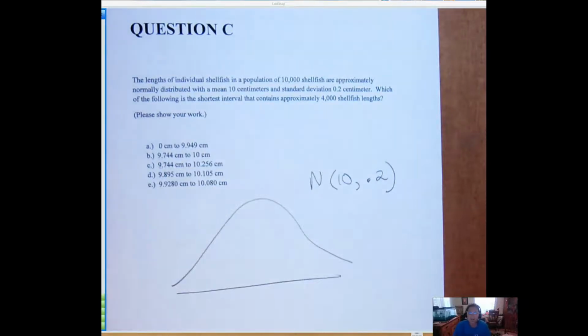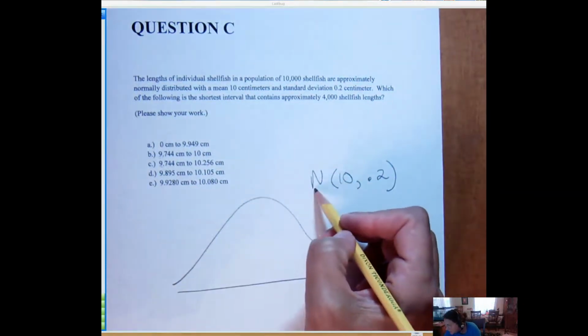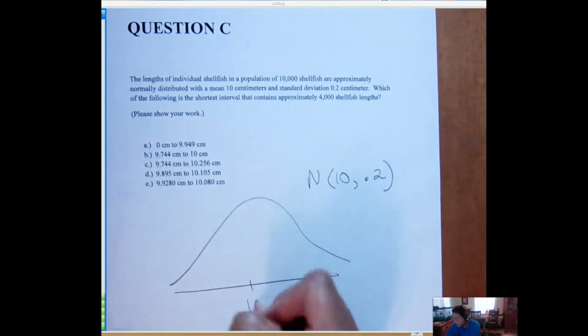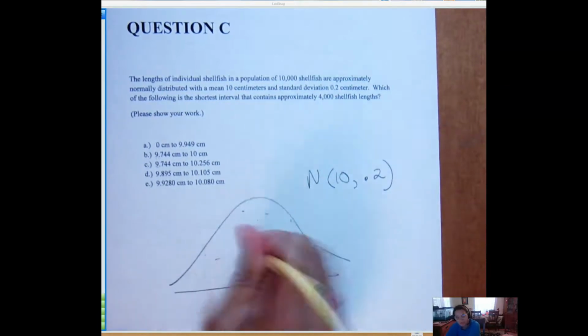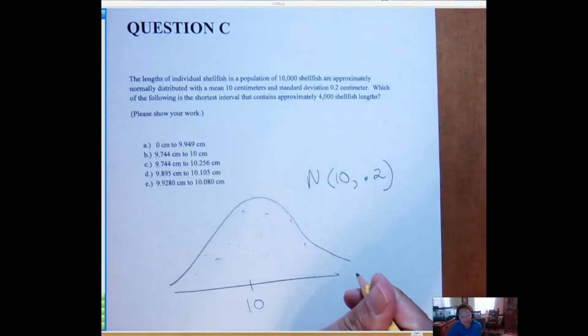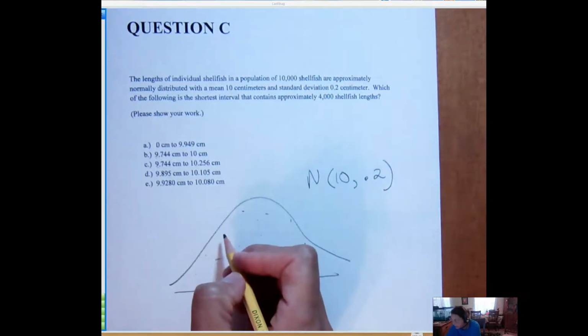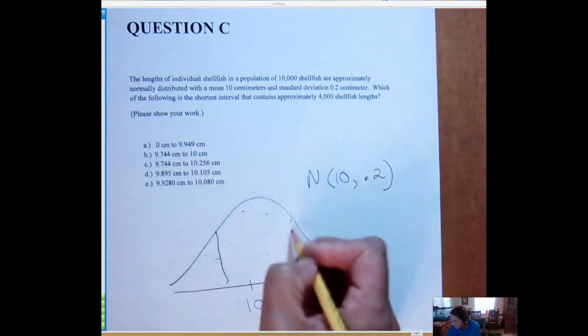But there's another way to think of it other than just guess and check and trying all the options. It did tell you it's normally distributed with a mean of 10 and a standard deviation of 0.2. Here are your 10,000 shellfish, and their weights, heights, lengths. And we want to know 40%, 4,000 of them. If it wants the shortest interval, it has to come from the middle.